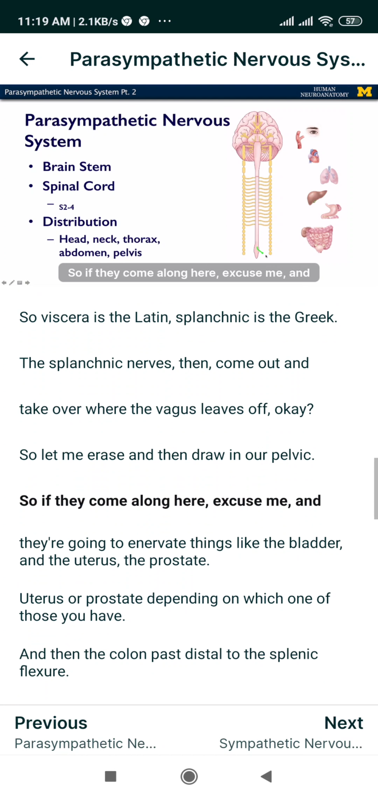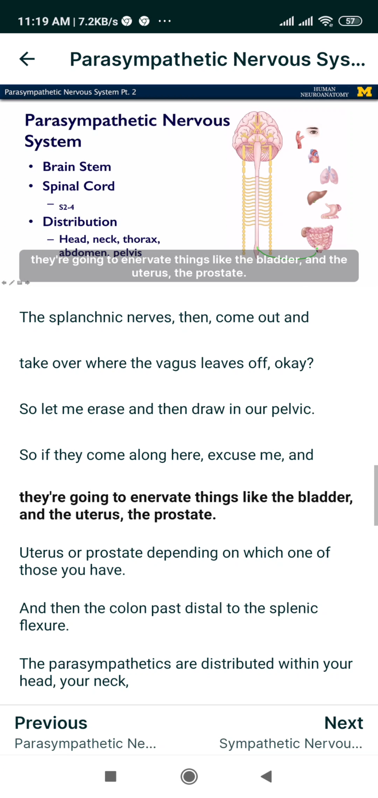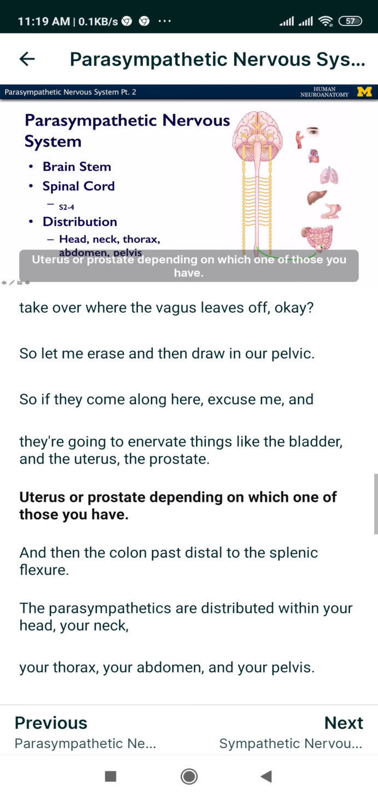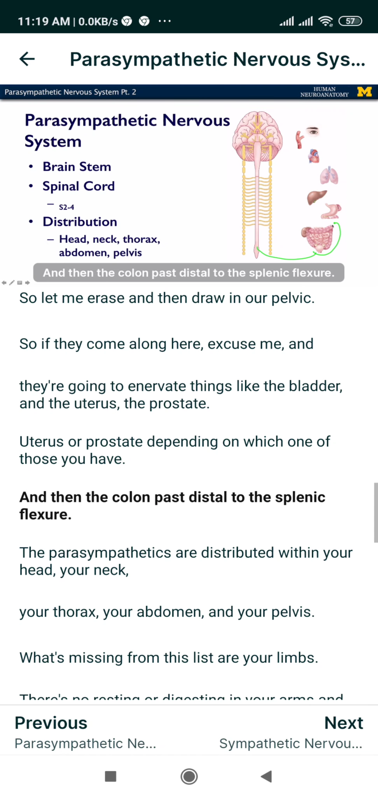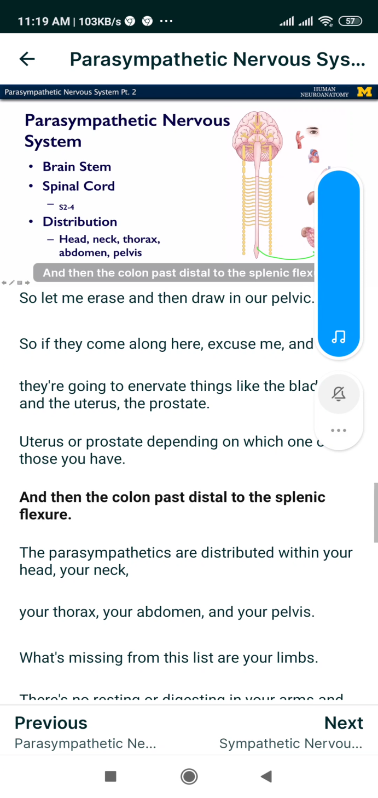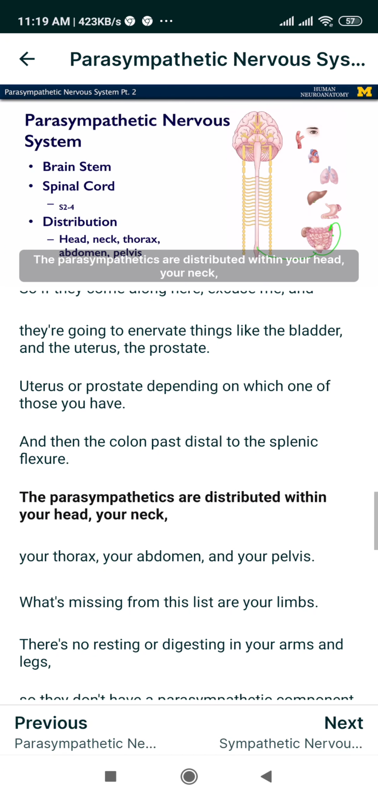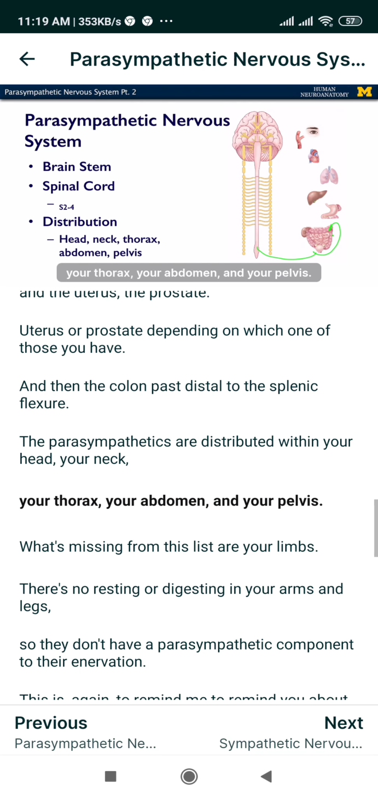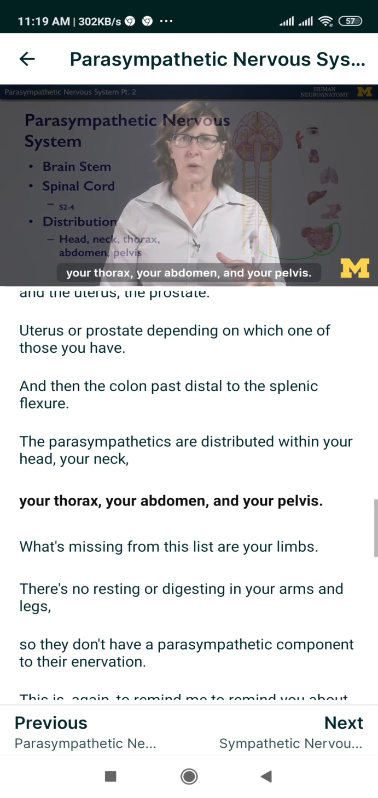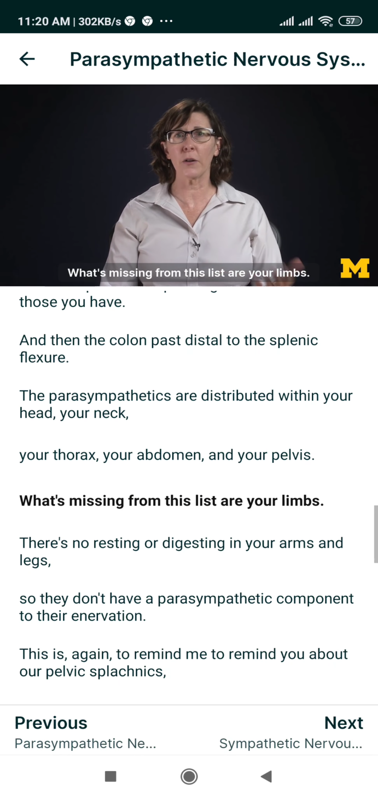If they come along here, they're going to innervate things like the bladder and the uterus or prostate, depending on which one of those you have, and then the colon distal to the splenic flexure. The parasympathetics are distributed within your head, your neck, your thorax, your abdomen, and your pelvis. What's missing from this list are your limbs.